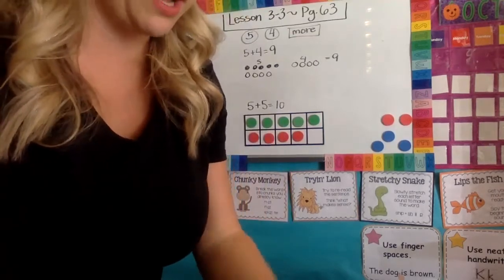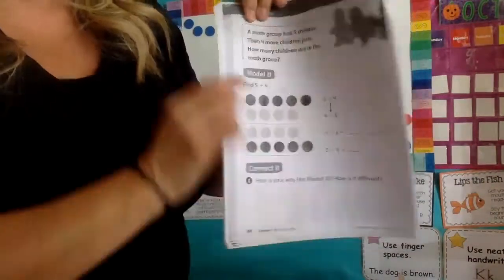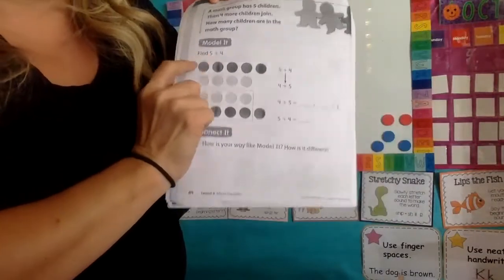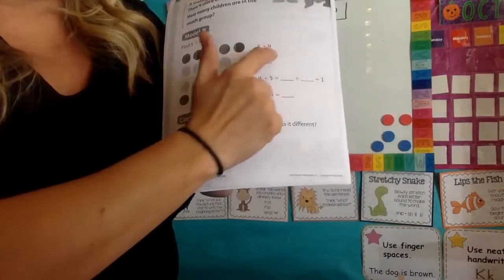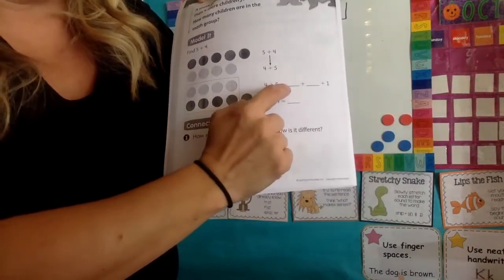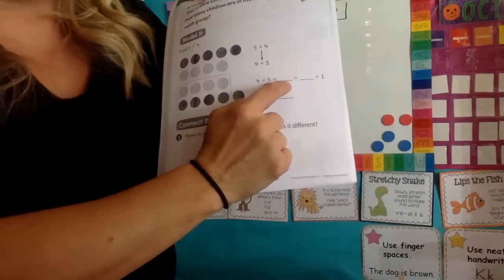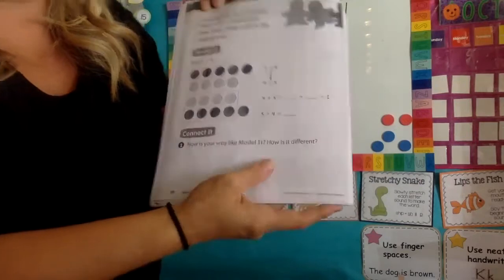Now we're going to look to the back to see what the book says and how they solved it. They read you the problem again. Model it. Find 5 plus 4. Oh, here's our tens frame, right? It looks like our tens frame. 5 plus 4 is the same as 4 plus 5. 4 plus 5 equals 4 plus 4 plus 1. 5 plus 4 equals 9.